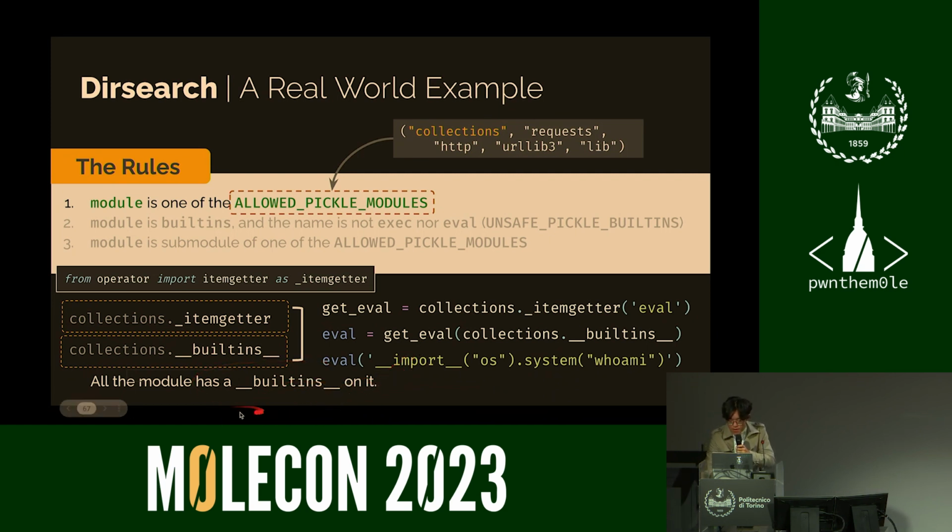And with this builtins on it, with this itemgetter and the builtins, you can use the itemgetter to get an item in the builtins module. Here's some pseudocode like this. You can use itemgetter to get an eval. This function can make you get the eval item. So with collections, we can call get eval on the builtins, and you can retrieve the eval function, and finally execute any code you want.